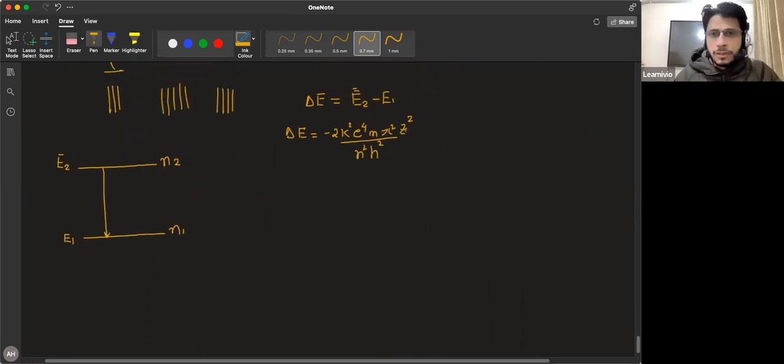Please check, this was the expression. Is this the correct expression? This is into minus, then you need minus of E. So this will be minus of 2k square e to the power 4 m pi square z square by n1 square h square.